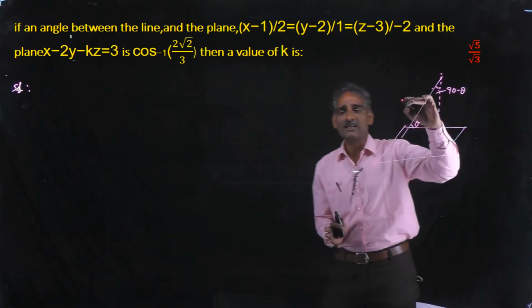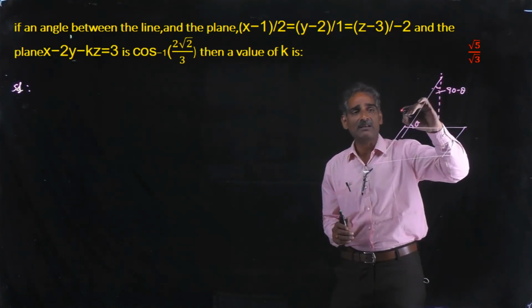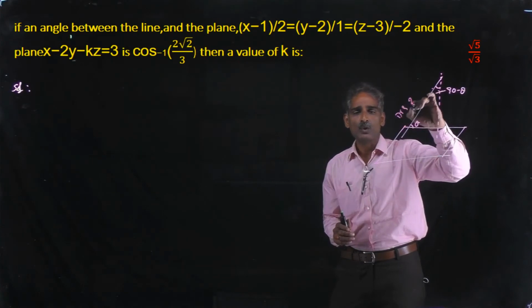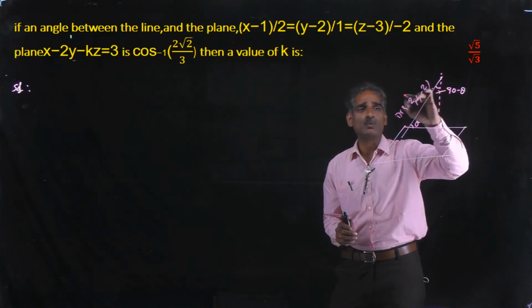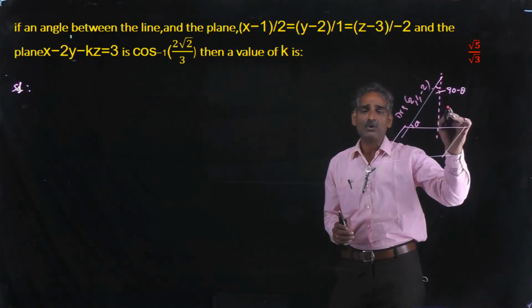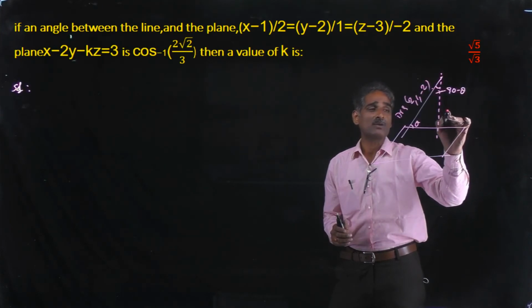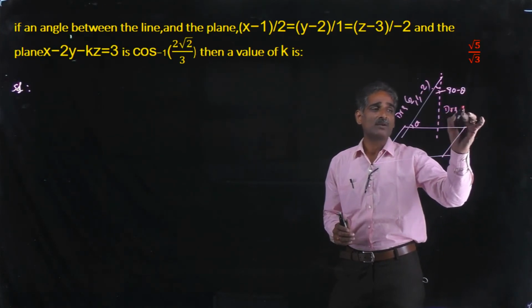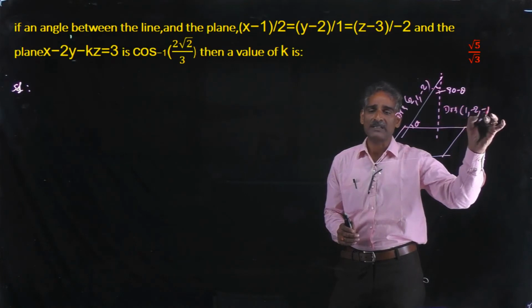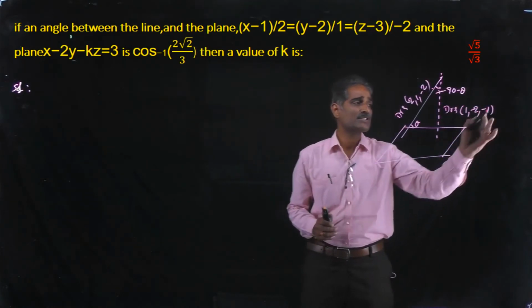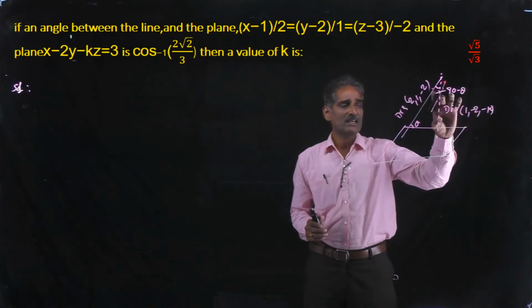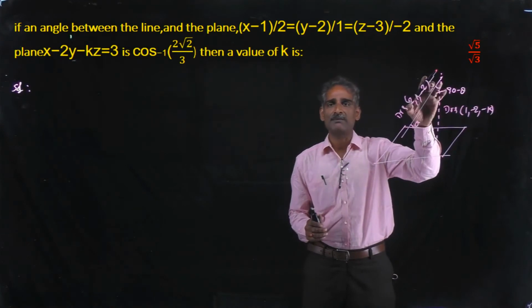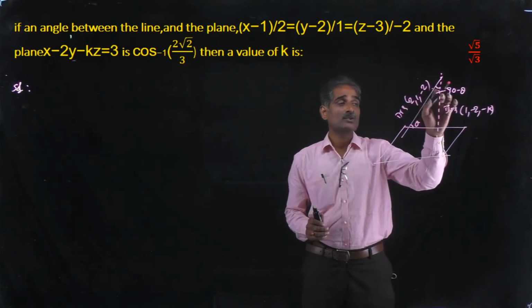What are the drs of the line? Yeah, the drs of the line are 2, 1, minus 2. Drs of the normal to the plane 1, minus 2, minus 1. Drs of the normal 1, minus 2, minus k, sorry. These are the drs of this line, these are the drs of the line. Understand?